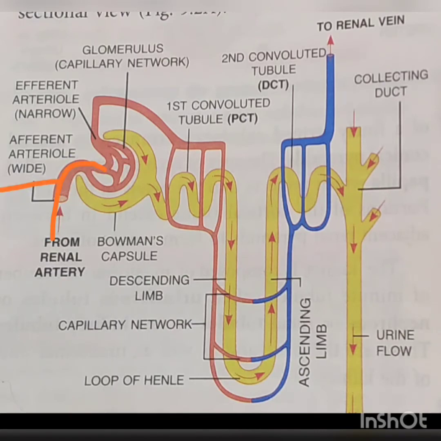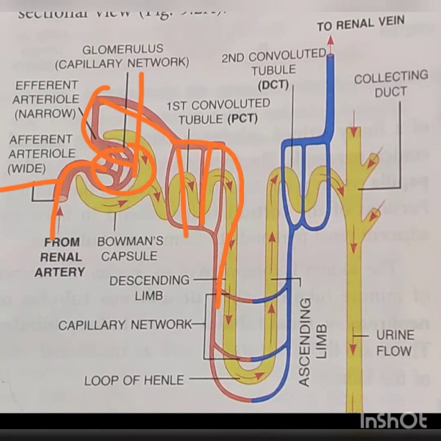The afferent arteriole breaks up into thin capillaries forming a knot called the glomerulus. The glomerulus emerges out as the efferent arteriole. The efferent arteriole is narrower than the afferent arteriole. The efferent arteriole, after leaving the glomerulus, forms a dense network of capillaries called the secondary capillary network.